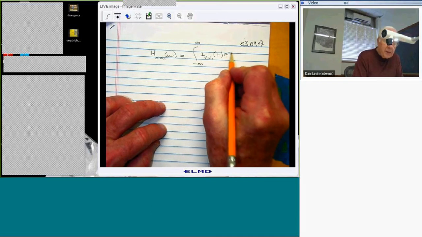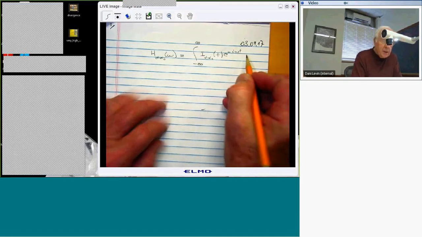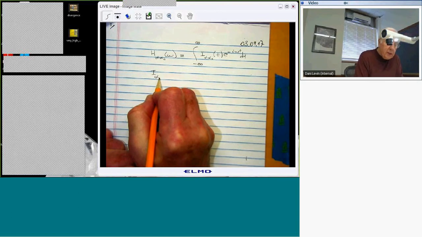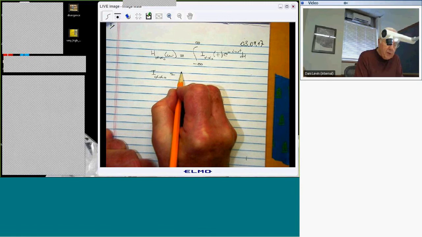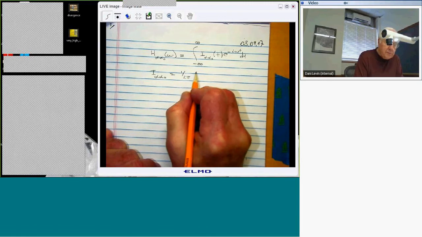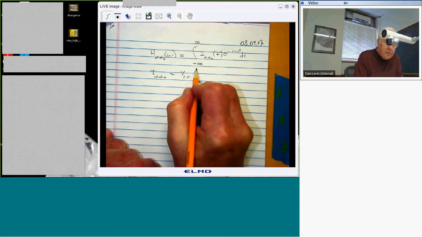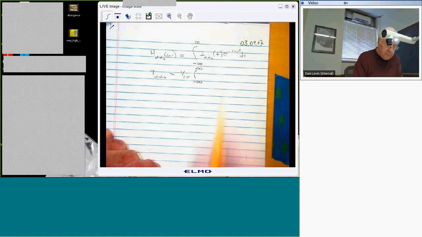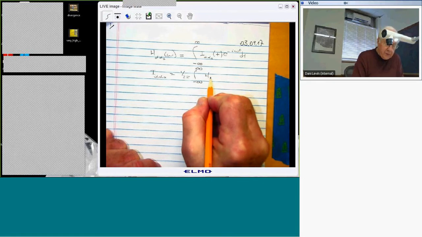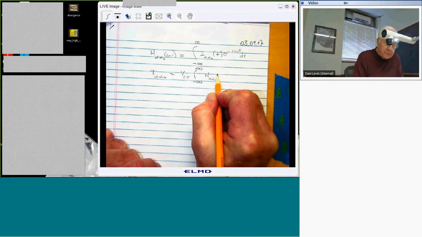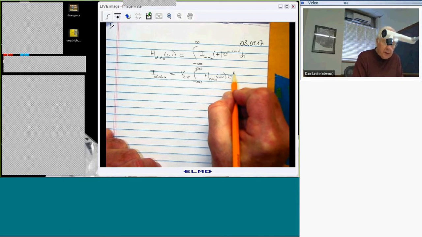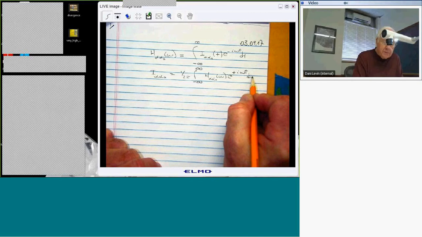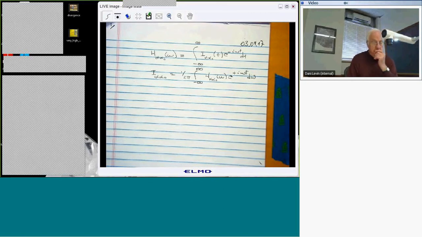With the e to the minus i omega t dt, and therefore the impulse function can be written as 1 over 2 pi times the integral from minus infinity to infinity of the transfer function times e to the plus i omega t d omega. Okay?